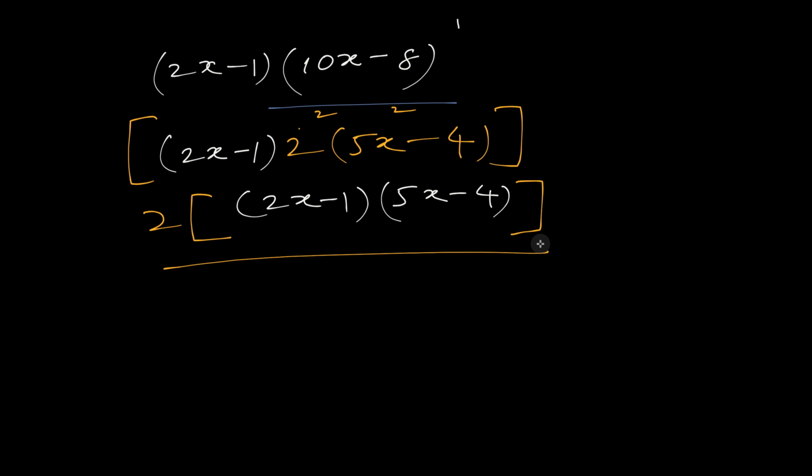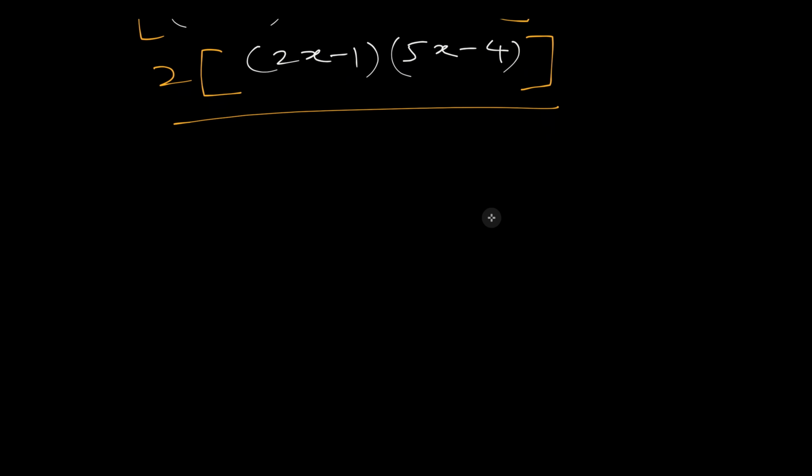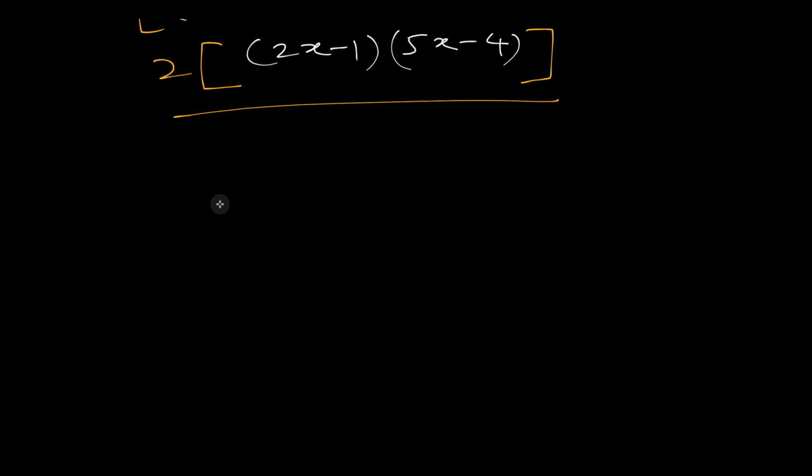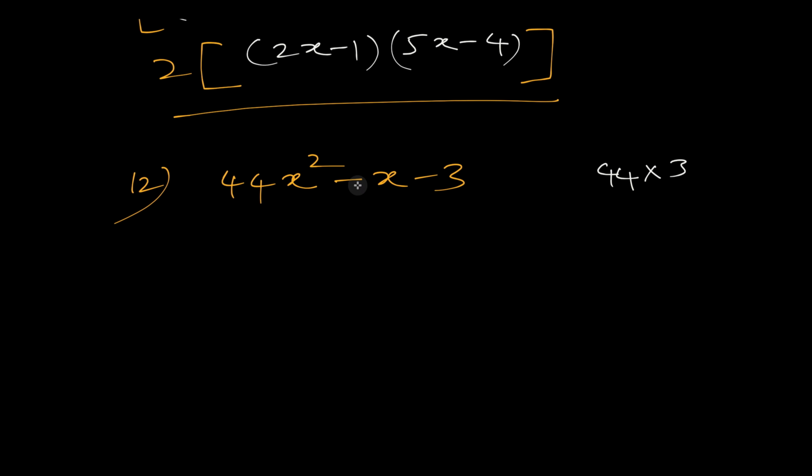Now let's jump to the next question, which is the last question of exercise 6.1, question number 12. What is question number 12? 44x² minus x minus 3. Now we have to take 44 and 3 in such a way that I should get 1x. Since we already know that in order to get 1x, it should be two consecutive numbers.